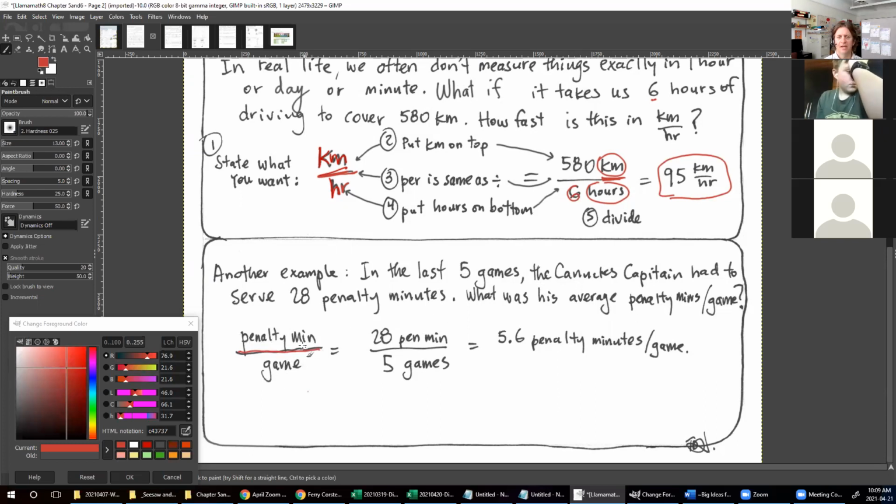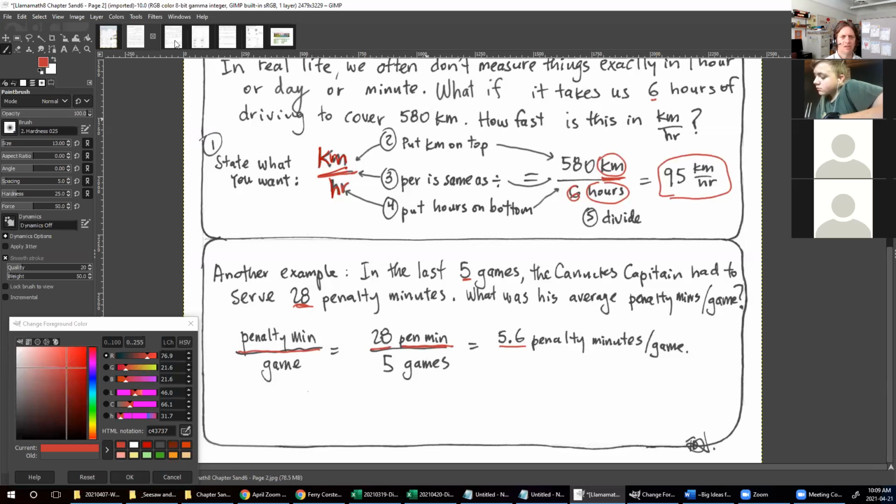And then I'm going to start filling it in. Okay, how many penalty minutes are we talking about? We're talking about 28. So I'm going to replace the top with 28. And I'm also going to put in the unit, or whatever I'm looking for. So penalty minutes. And on the bottom, I'm going to have games. And it's 5 games. So I'm going to put 5 on the bottom. So this is like 28 over 5 as a fraction, or as a division, it's 28 divided by 5. And so when I do that in my calculator, I get 5.6 penalty minutes per game. Pretty simple stuff, right?